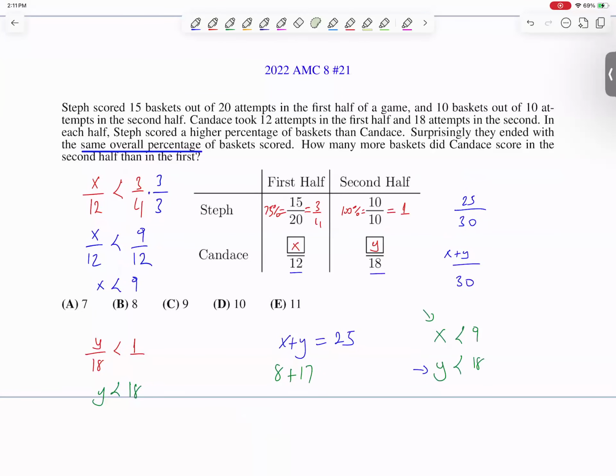We are looking for how many more baskets Candace scored in the second half than in the first. We are looking for Y minus X, which is 17 minus 8. The answer is 9, which is option C.